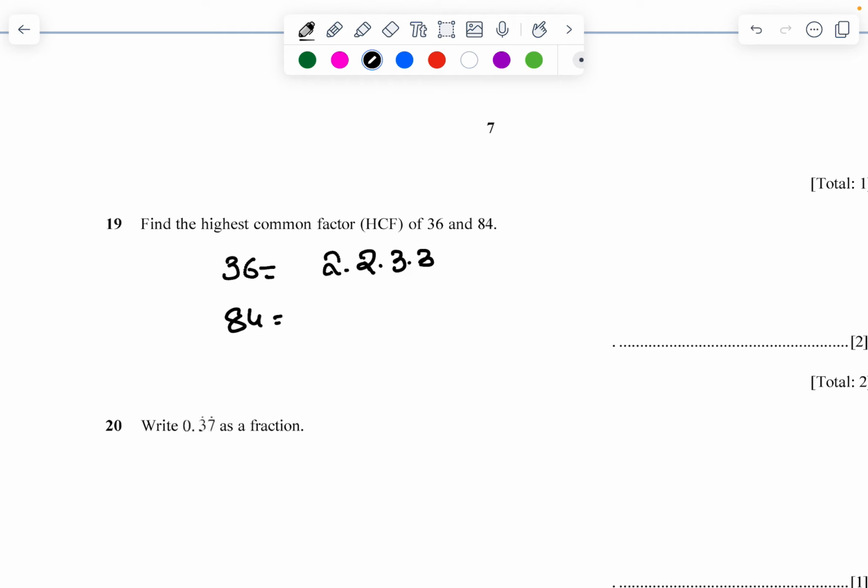Whereas 84 is 2 times 42. 42 is 2 times 21. 21 is 3 times 7. So what is common here in between both? You can take it as 2, 2, 3. So 2 times 2 times 3, which is 12.